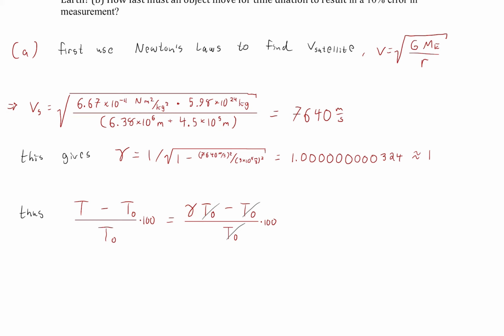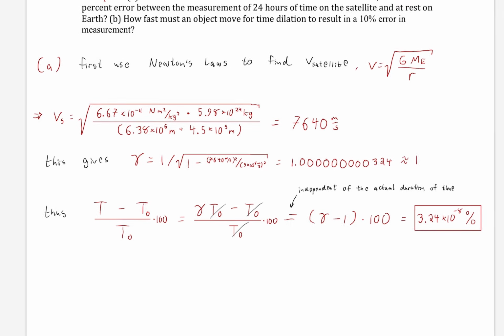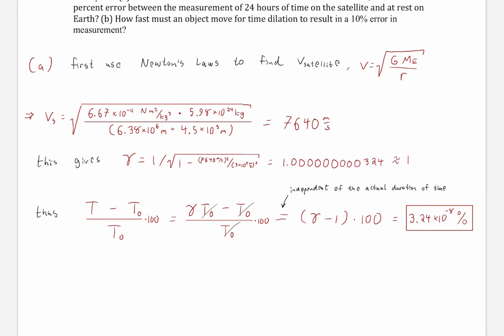So it doesn't actually matter how much time was measured, whether it was 24 hours or 24 seconds. The fact is it's just going to depend on the gamma factor. So that means that the percent error is actually just going to be gamma minus 1 times 100, and it's independent of the actual duration of time. So in this case, if we plug in our really, really small gamma factor, then we find out that our percent error is just 3.24 times 10 to the negative 8 percent. So we've got a 10 millionth of a percent error. Not much. So I guess we're fine not worrying about special relativity as it applies to satellites, unless you're literally making measurements with that many significant figures.